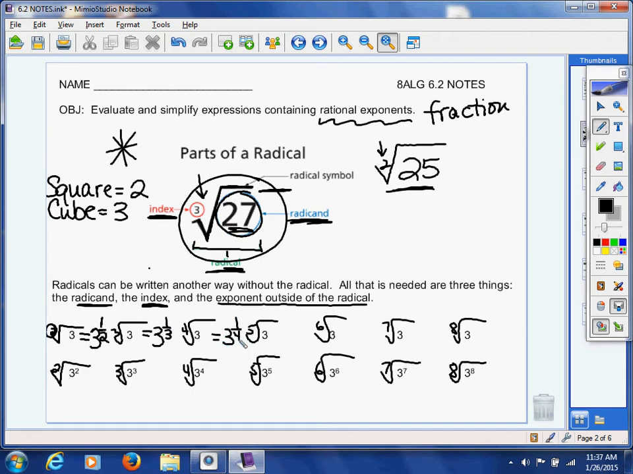Do you see the pattern here? I'm taking the base out. The exponent is my numerator. The index is my denominator. Radicand is my base.